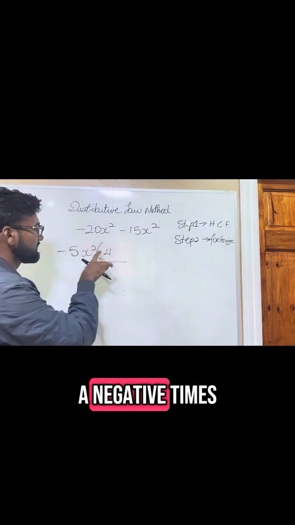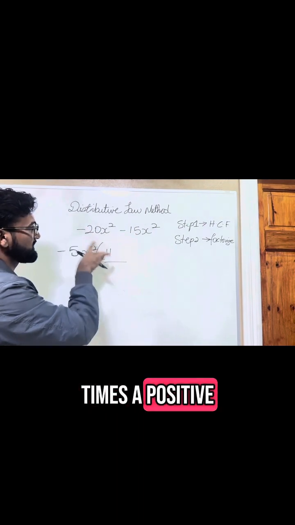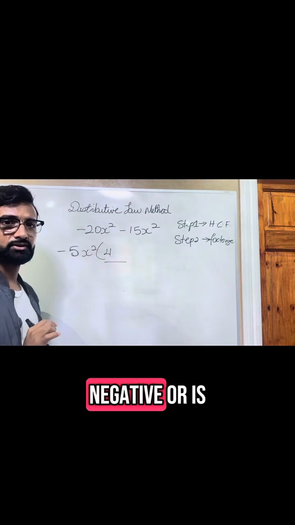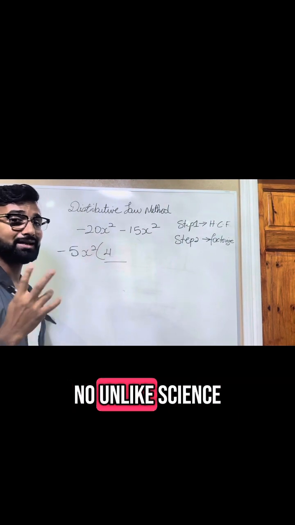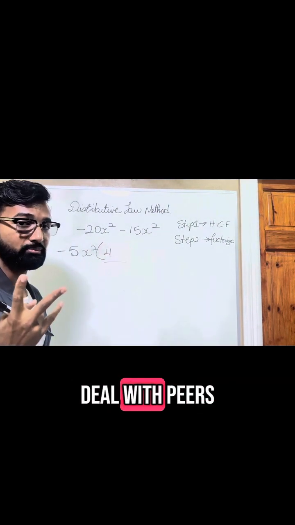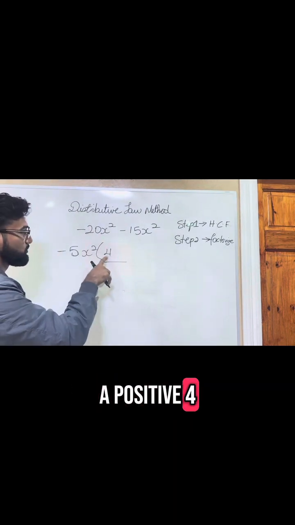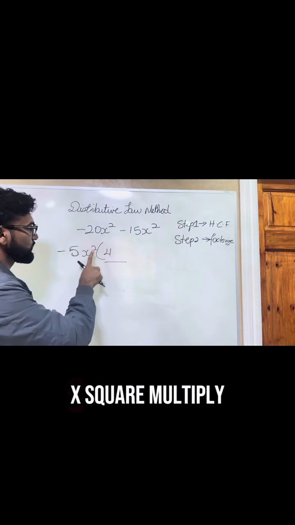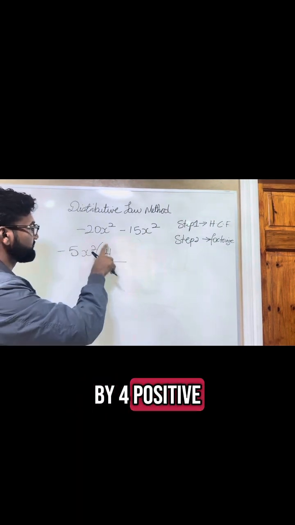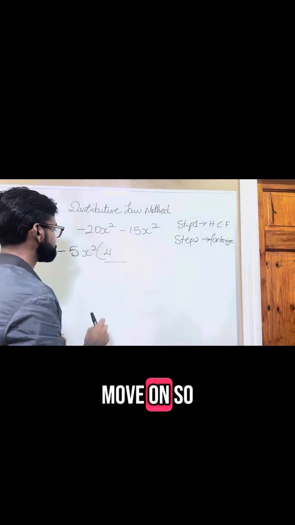Now, let's consider the sign. A negative times what gives us a negative? Is it a negative times a negative that gives us a negative? No. Unlike signs, when we multiply them, we get a negative. So a negative times a positive 4 here will give us a negative there. So we're good to go. Minus 5x squared multiplied by positive 4 gives us minus 20x squared. Good, so we can move on.